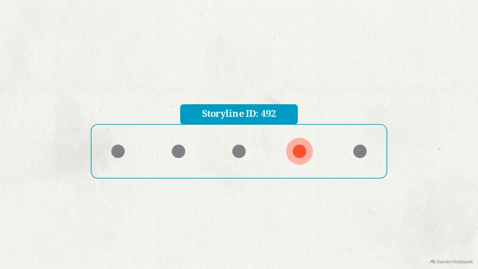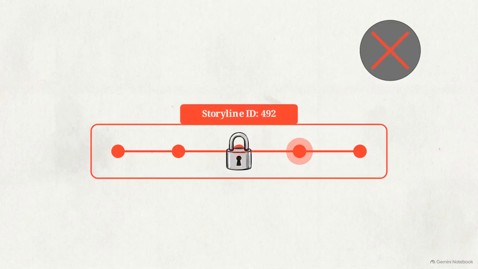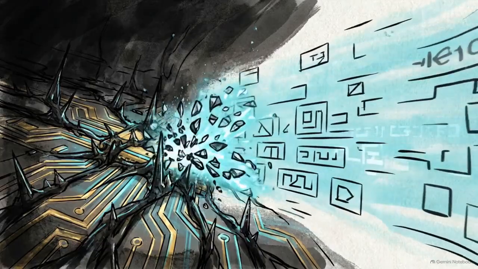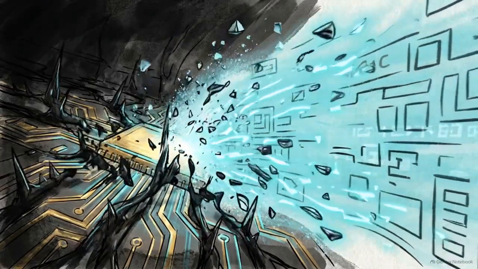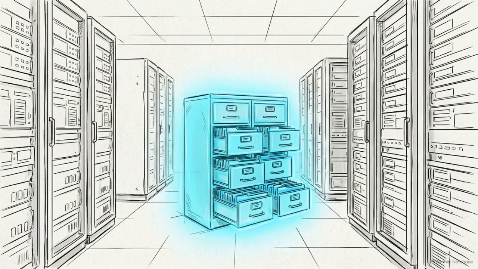Active EDR uses local AI to assign storyline IDs to entire chains of events. If a process turns malicious, the agent correlates the behavior on the device itself. It doesn't wait for a round trip to the cloud to decide if it should act. This enables response at machine speed. If ransomware begins encrypting files, an active EDR agent can instantly kill the process and roll back the changes, returning the system to a clean state automatically.